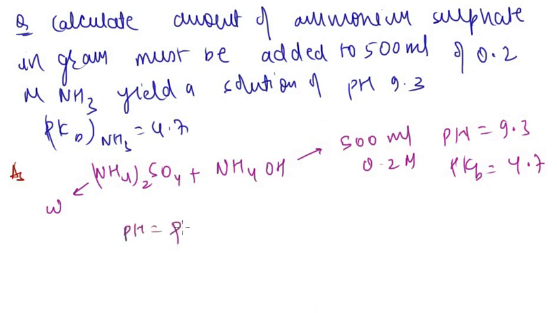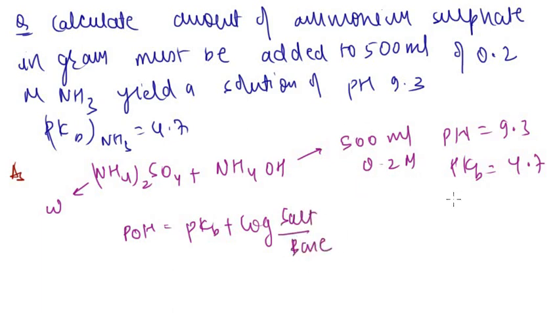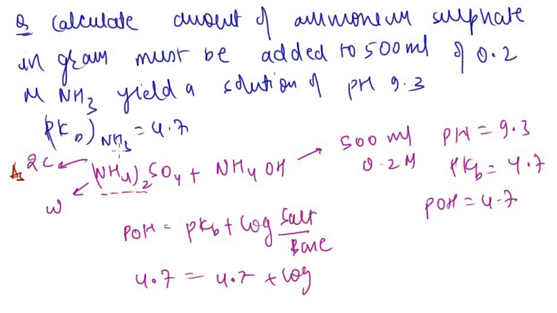In case of a basic buffer, we calculate pOH equals pKb plus log salt upon base. So pH is 9.3, so pOH must be 4.7. So 4.7 equals pKb, which is also 4.7, plus log salt. Now salt we calculate in terms of the concentration of ammonium ion, and here we get 2C. So the concentration of salt is 2C upon base. Base is 500 into 0.2, so the concentration of base is 0.2. Now 2C comes out to be 0.2 and C comes out to be 0.1.